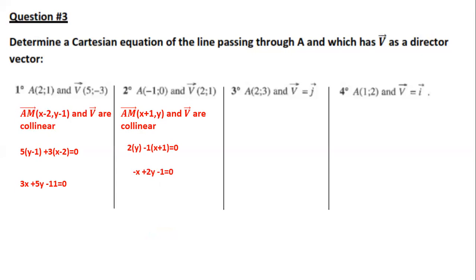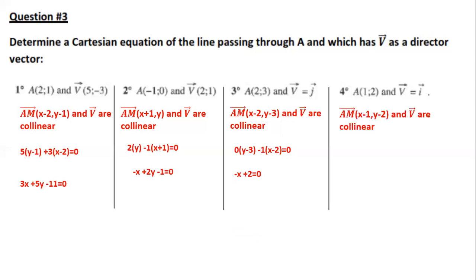Also on the third one, I already have the point A. The vector v is j, that means it's (0, 1). So this is AM, and this is v. So I do the determinant, and this is the equation of the straight line. Also in the fourth one, the same concept. This is AM and this is v. They are collinear, so I find the determinant, and this is the Cartesian form.